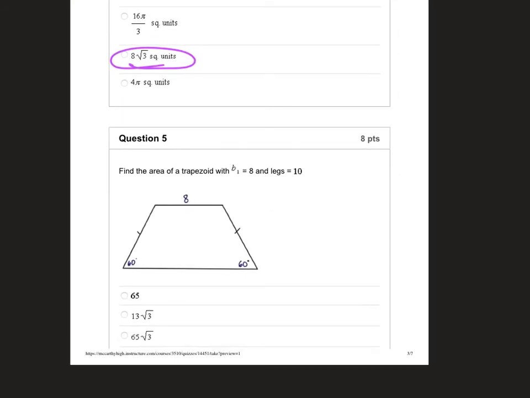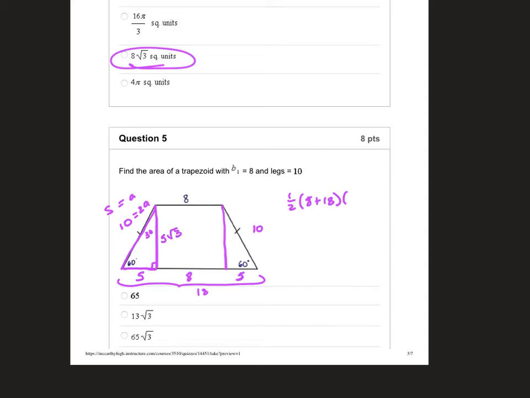Number 5, the area of a trapezoid, base 1 is 8, legs are 10. So if this is 10 and 10, and this is my triangle, then this would be opposite 30, 90. This would be 2A, making A 5. Now these are 5, and these are 8, which makes this whole side 18. So 1/2 times 8 plus 18 times the height, which would be 5√3. 1/2 of 26 is 13, times 5√3, or 65√3.